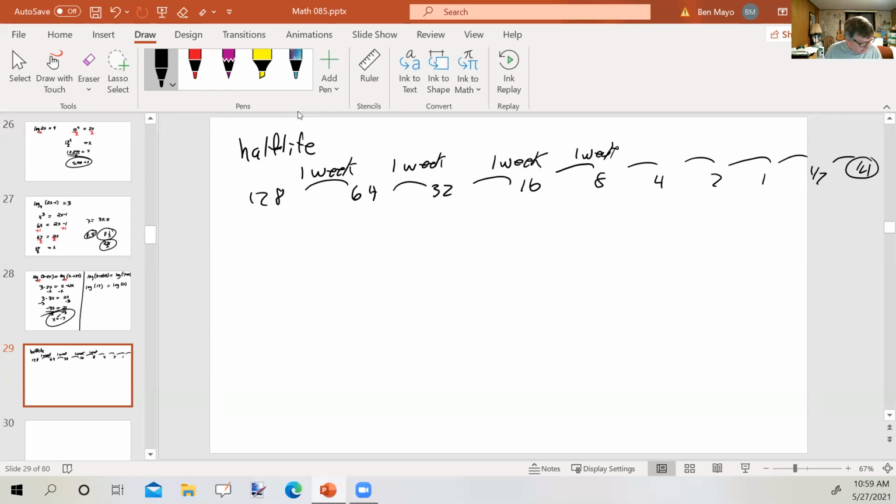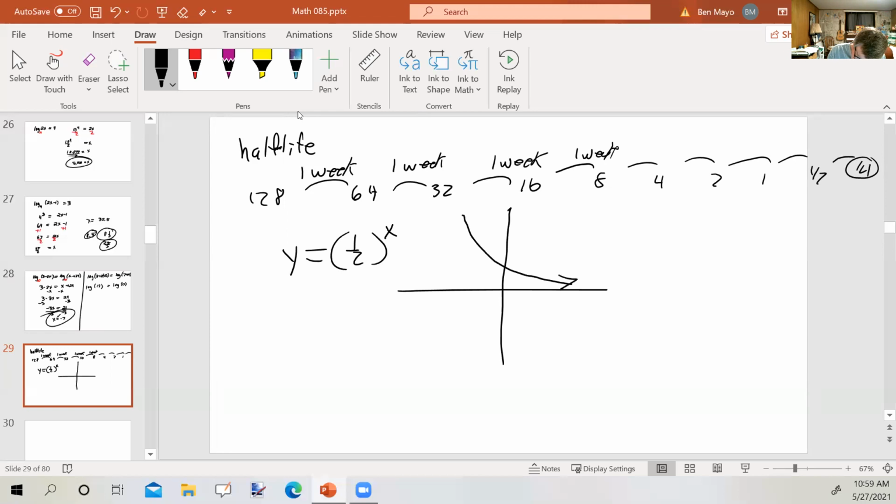Okay. Now, if we have the exponential equation in the form y equals 1/2 to the x power, I believe we looked at that the other day, and what we get is an exponential function that's decreasing. It looks something like that.